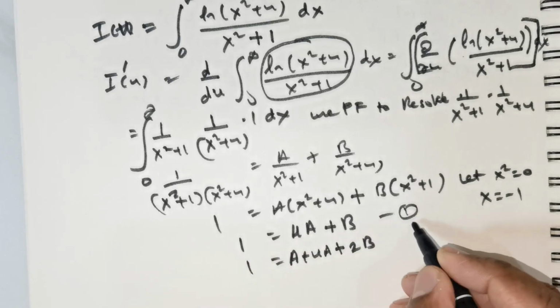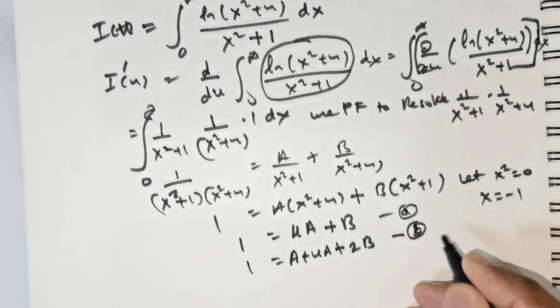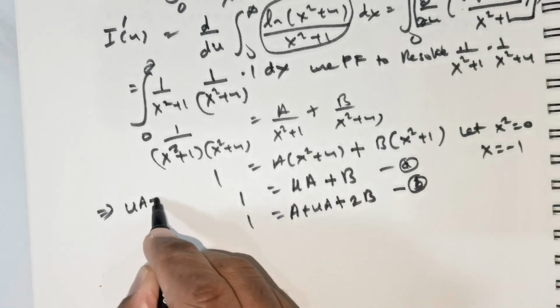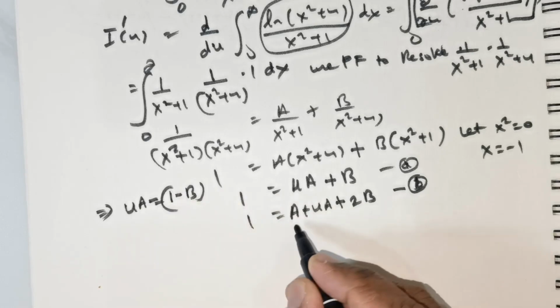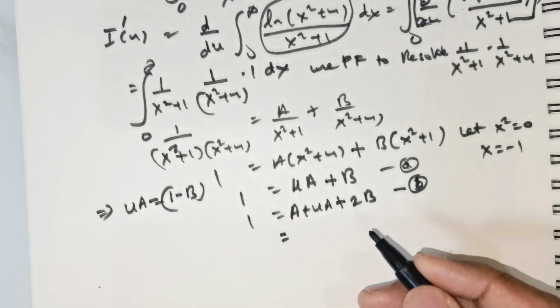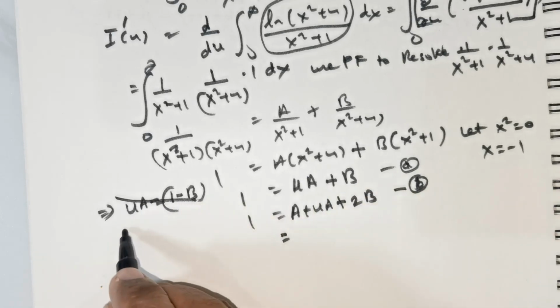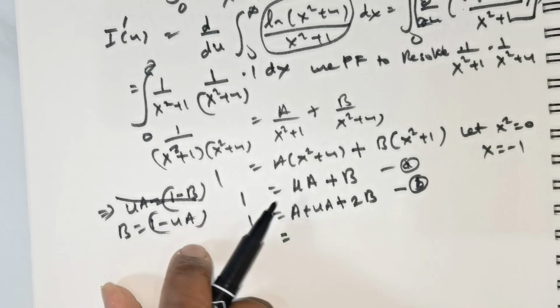So this is equation 1, this is equation 2, or I'll take them as a and b. From here, u times a is equal to 1 minus b. So wherever I get ua, I can substitute 1 minus b. In fact, instead of taking it for ua, I will take it for b. So b is equal to 1 minus u times a. I can substitute that value.